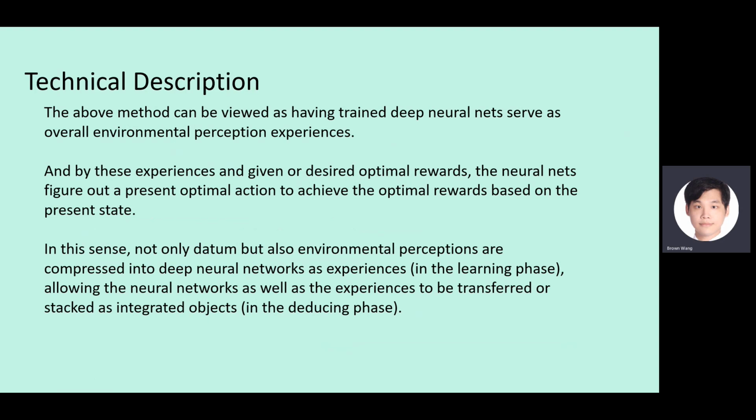The above technique can be thought of or imagined as having trained networks serve as overall environmental perceptions. And by these experiences, or given or desired optimal rewards, the neural nets figure out a present optimal action. In this sense, not only data but also environment perceptions are compressed into deep neural networks as experiences in the learning phase, allowing the deep neural networks as well as the experiences to be transferred or stacked as an integrated object in the deducing phase.